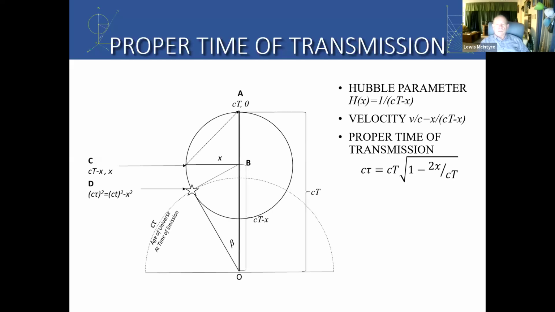The proper time of transmission, the age of the universe measured by the star's clock when the light we observed was emitted by the star, is determined by computing the invariant, measured time squared less the measured distance squared, to obtain the equation shown after some simplifications.